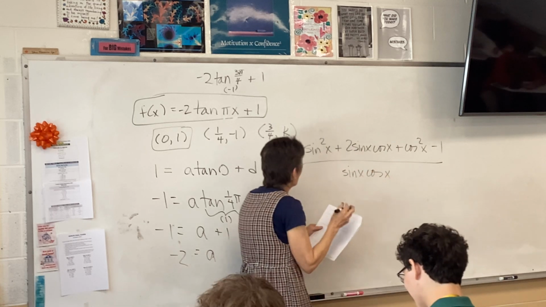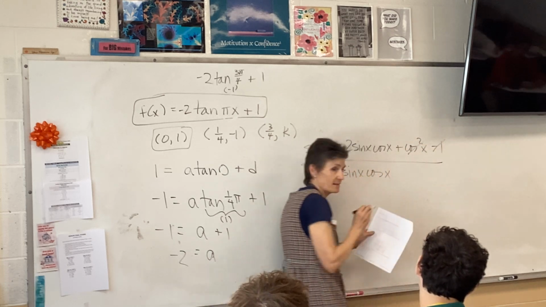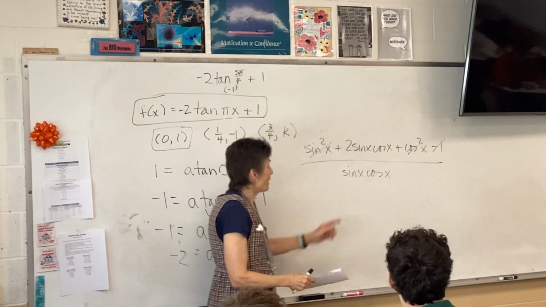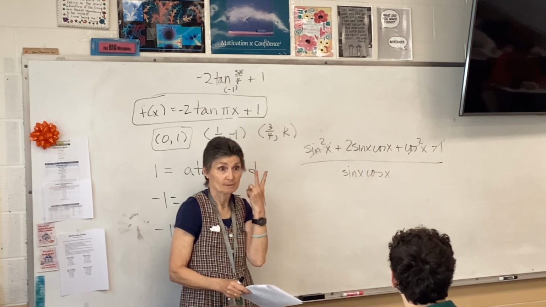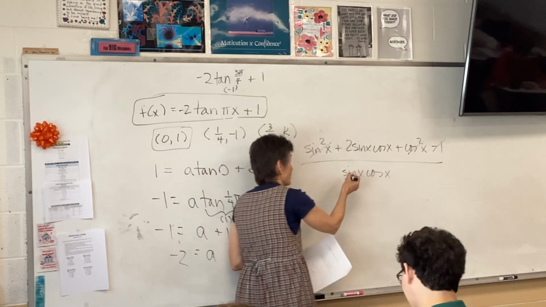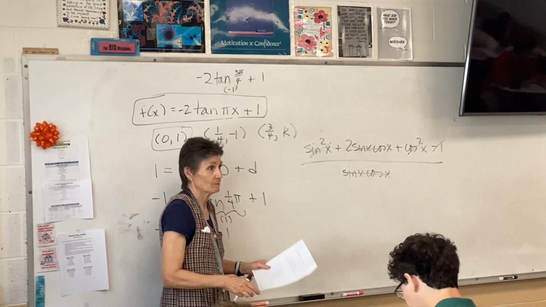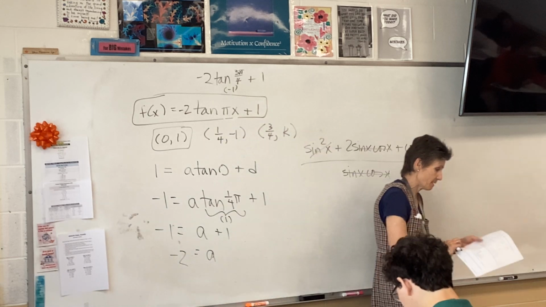Now, this and this and this make 0. Would you agree with that? Yeah. But now we have 2 sine cosine over sine cosine, so it actually equals 2, because this is going to cancel. That caught me too, when I first looked at it. Great minds think alike, absolutely.